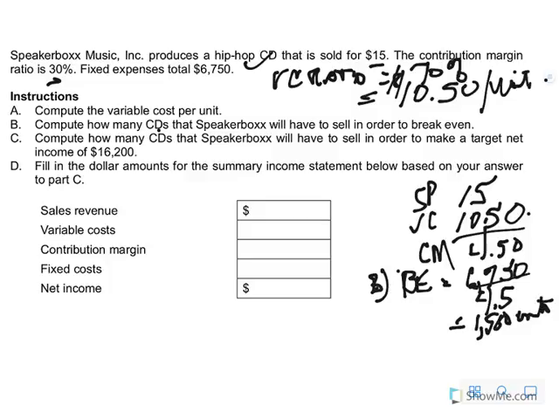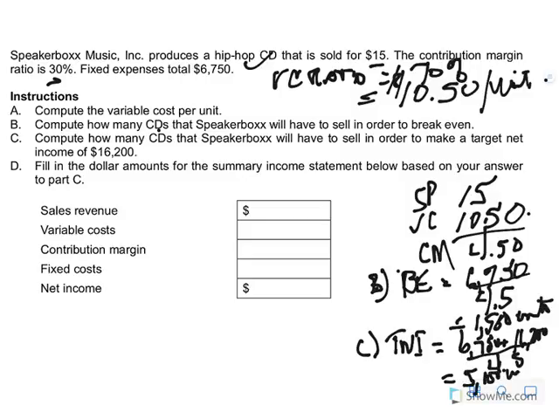C part, compute how many CDs they would have to sell in order to achieve a target net income. Okay, well, target net income is equal to the fixed cost, $6,750, plus $16,200, divided by the contribution margin per unit, and what I have is 5,100 units.